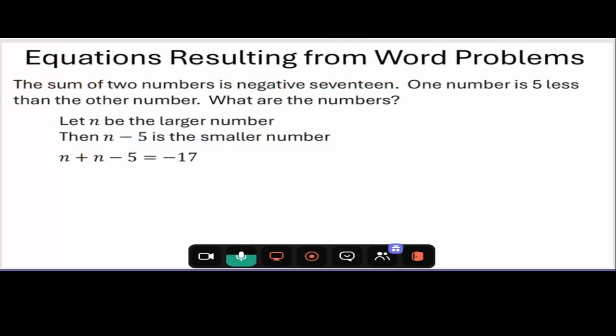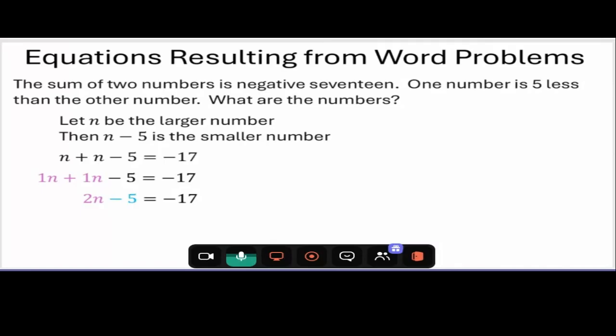Okay, erase all the colors. We're going to solve this equation now. On the left, I see some combining, n plus n, which I remind myself actually means 1n plus 1n. So 2n. And now I have a regular old two-step equation.